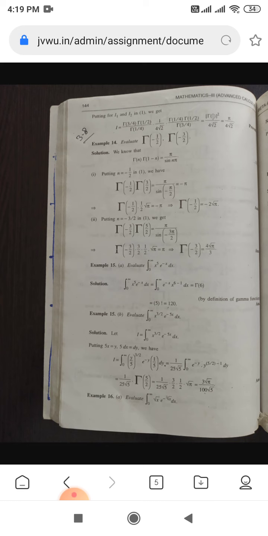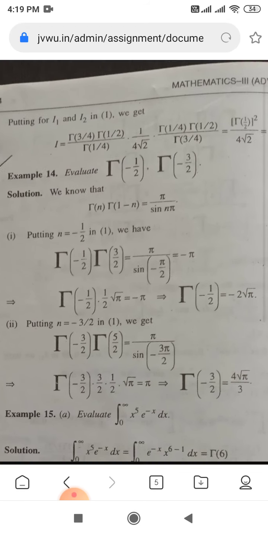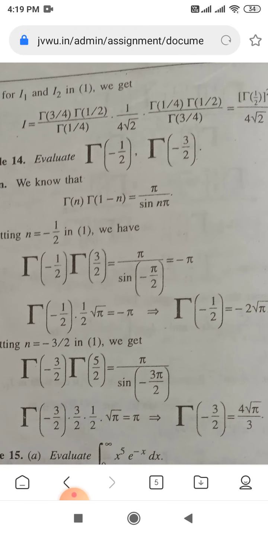Program BSc B.Ed PCM, 5th Sem, and the course is multivariate calculus and vector differentiation. The session of today is some numerical problems on gamma function. So this is the problem of gamma function in front of you: evaluate gamma minus 1 by 2 and gamma minus 3 by 2.